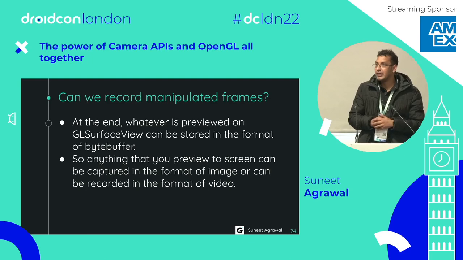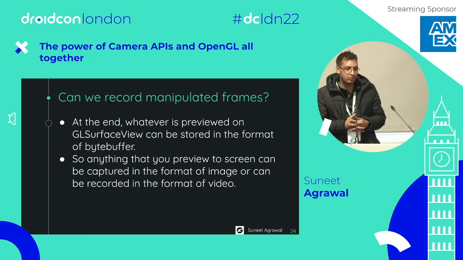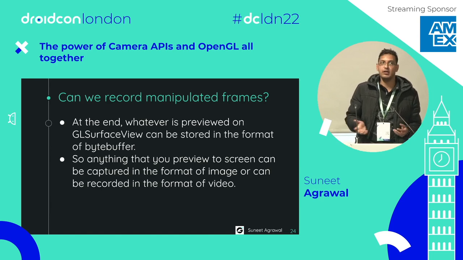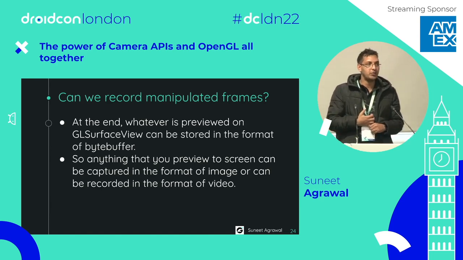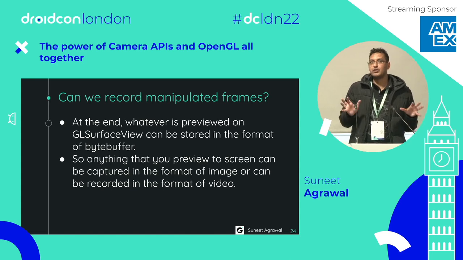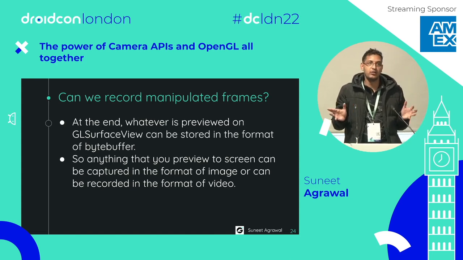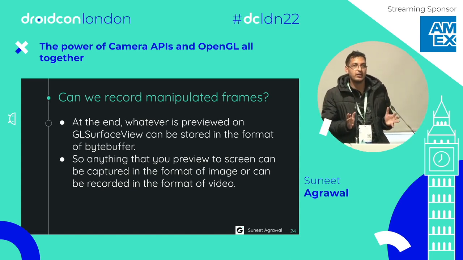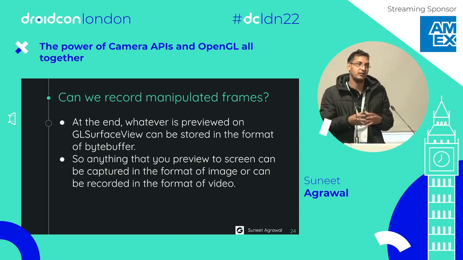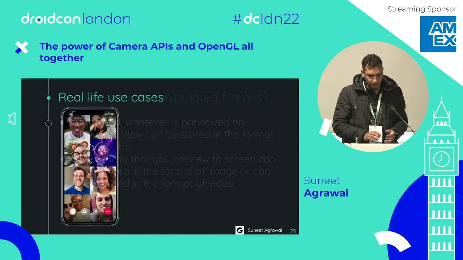So yes, anything that gets manipulated is stored in the form of a byte buffer. So you can record it and you can export it as an image or in a video format, right? Anything which is visible on your OpenGL screen, or anything that you manipulate, can be recorded. The video will be along with that particular filter or anything that you added on that frame.